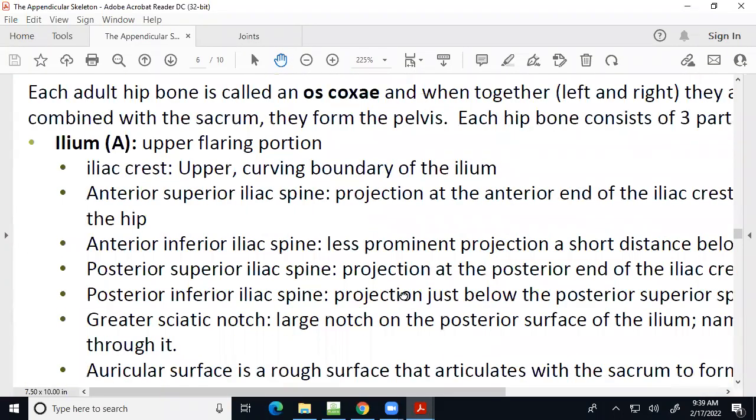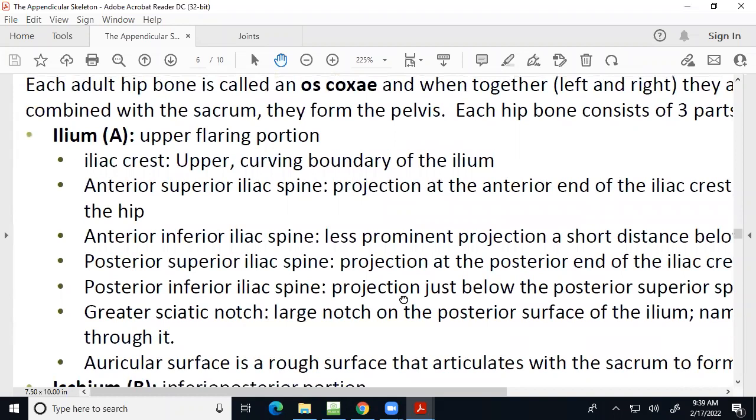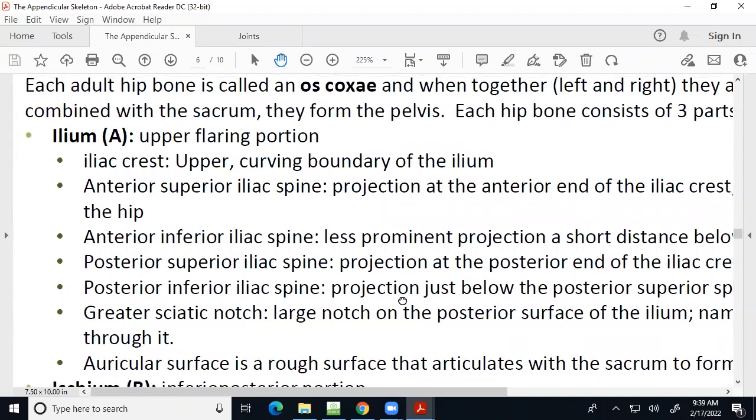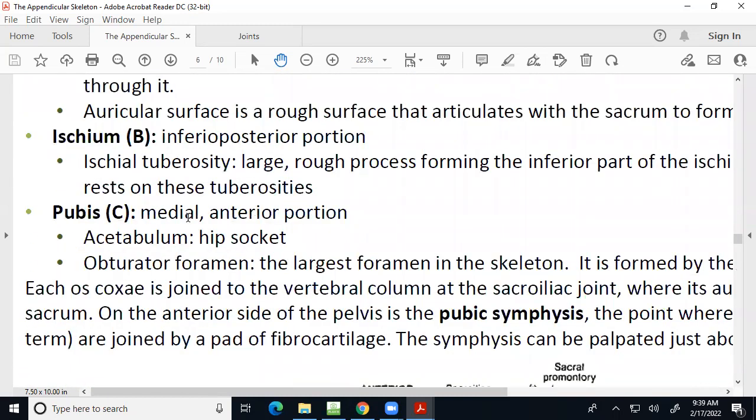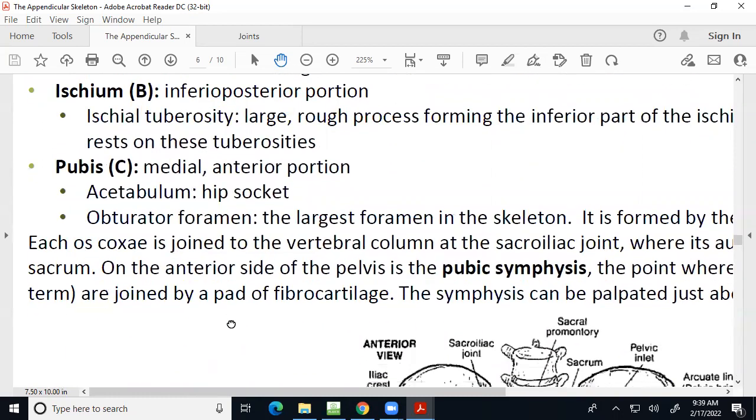We'll talk about our hip bones. Okay, each hip bone is called an os coxae. When together, the left and right, that is, they combine with the sacrum and form our pelvis. Now the hip bones each consist of 3 distinctive parts or regions. This first word here, ilium, that's not 2 L's at the beginning. It's actually I-L-I-U-M. So keep that straight when you fill it in. Then you've got the ischium and the pubis that are the other 2 regions.